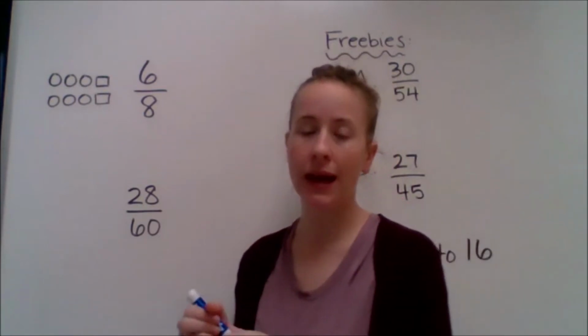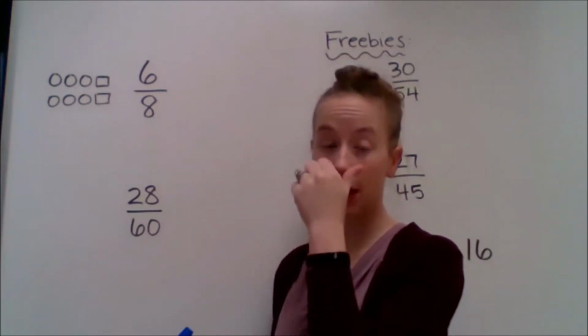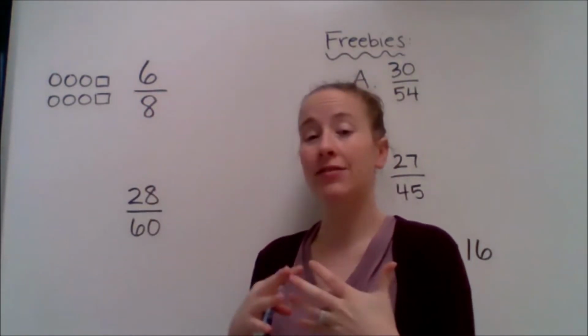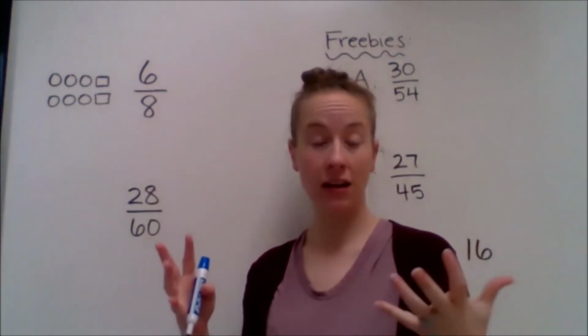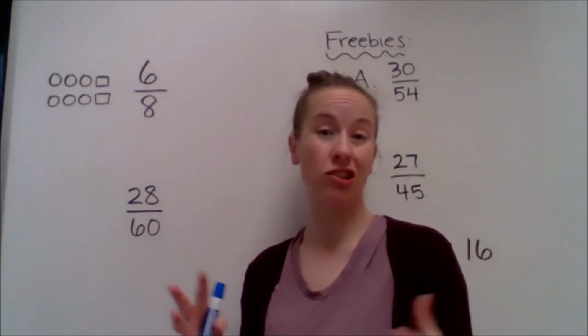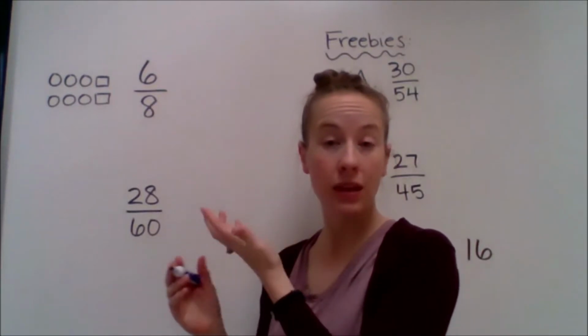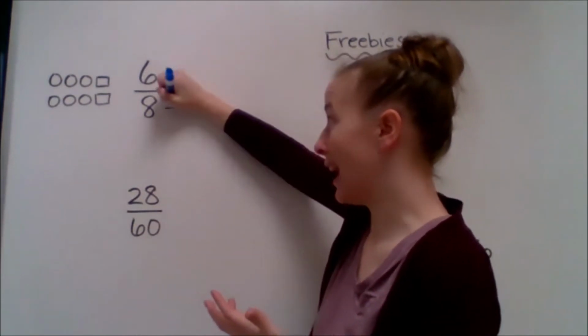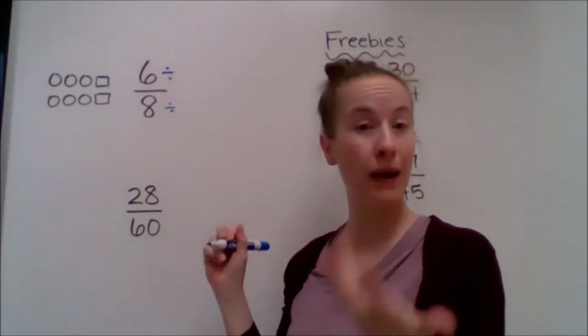So what we're going to do is choose a number to divide by. If I look at 6 and 8, I have to think, what math fact do they have in common? What factor do they have in common? Because they're both even, I first see a 2 fact. Now, we're going to divide both parts by 2.